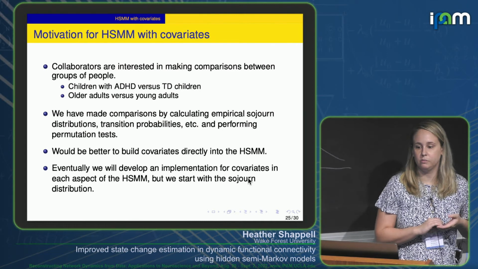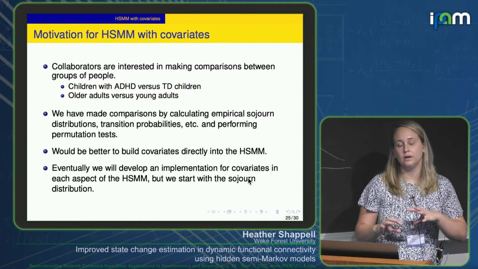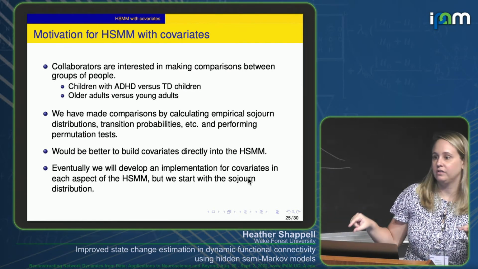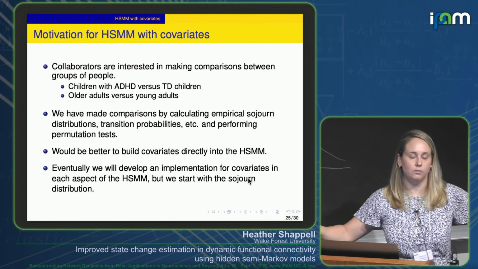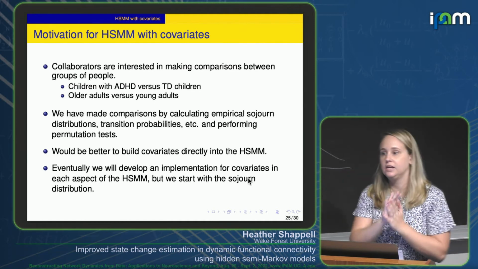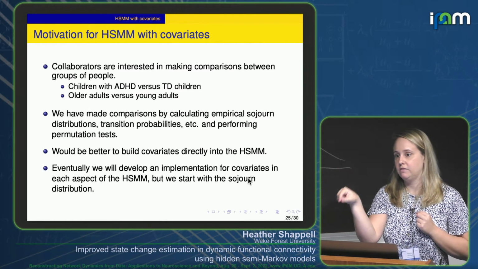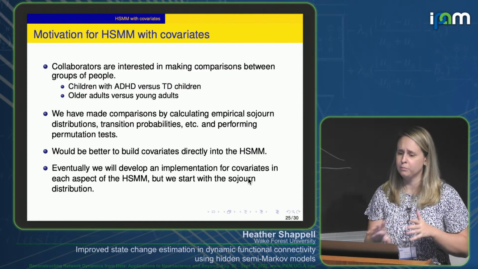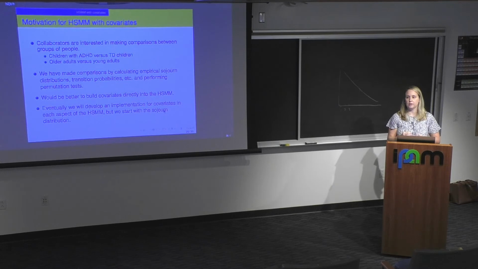So far, we do this by doing some post hoc analyses where we fit the model on the whole group so that we get one set of states, and then we go back and get each subject's state sequence, and then we empirically calculate a transition probability matrix for one group and a transition probability matrix for another group, and the Sojourn distribution for one and the Sojourn distribution for the other, just by tallying up, given their state sequence, how many consecutive times did they spend in state 1? Save that, and again save that, and create the distribution empirically. And then perform permutation testing. But it would be better if we could actually build covariates directly into the hidden semi-Markov model.